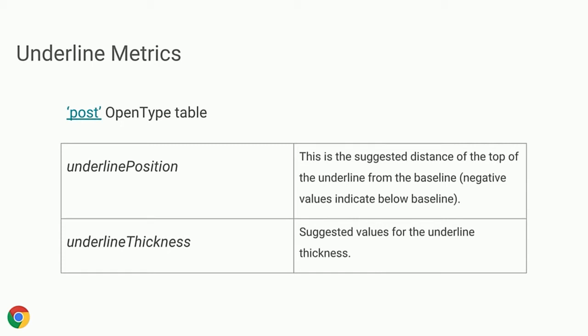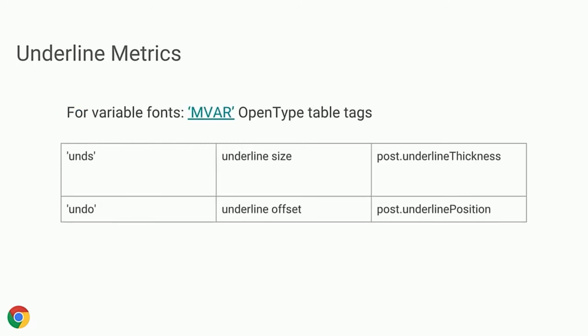So this is just a quick reminder, please set your underline metrics, and I think when the slides become available, you can use this. In the post table, these are the values underline position and underline thickness. And for variable fonts, you set them in the UNDS and UNDO tagged values in the MVAR OpenType table.